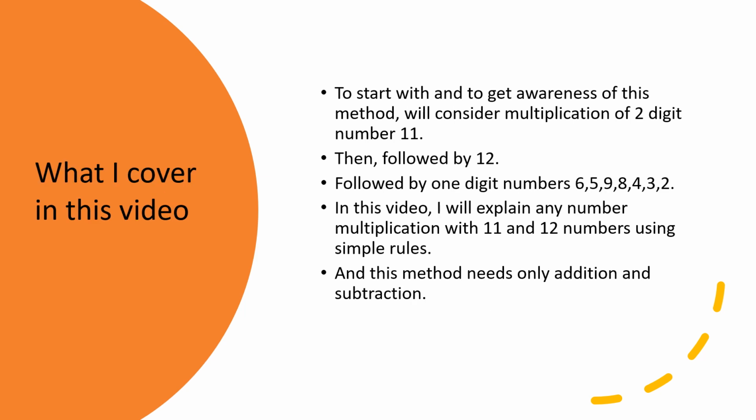To understand better, I will consider the simplest example first, that is 11, followed by 12. This will give a picture of the methodology and how it really works. This method needs only addition and subtraction. We'll explain all the single digit multiplication in the next upcoming video.